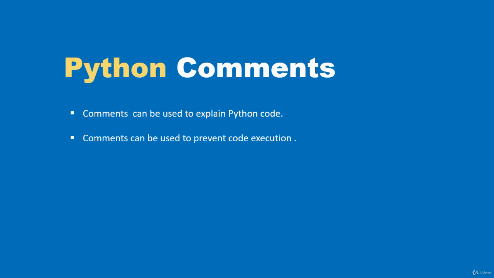There are two main types of comments in Python. We have a single line comment and a multi-line comment. The single line comment is represented by the hash symbol, while a multi-line comment you can either represent by 3 double quotes on either side of the code you want to comment, or you can have 3 single quotes on either side of the code you are trying to comment.